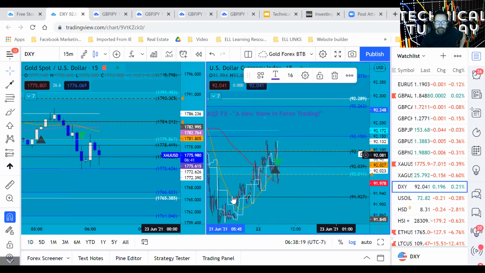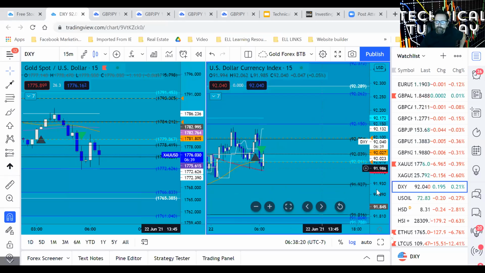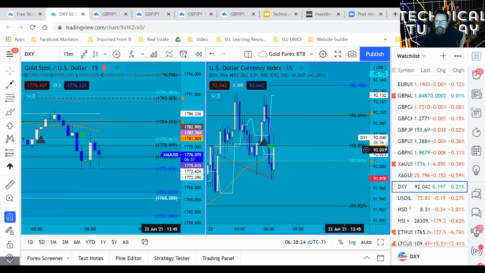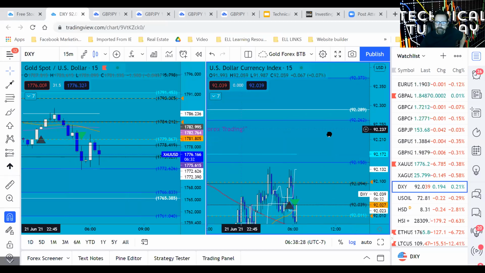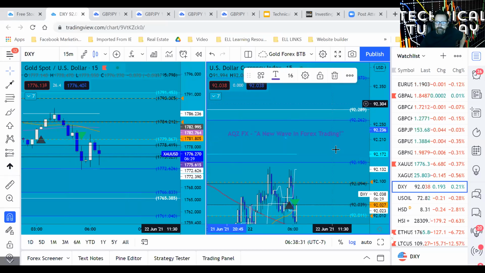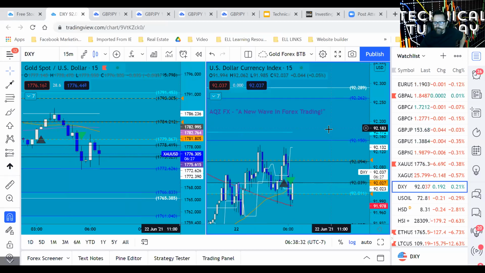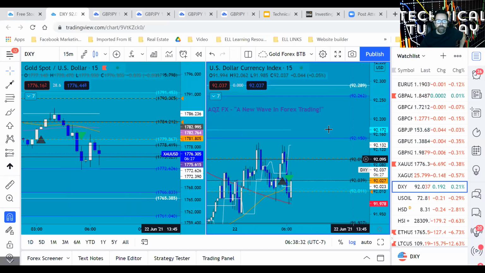So with Dixie, I'm just playing the zones off the high. I'm anticipating that it's going to come back up into this region right up here, because it's an untested zone. We'll see how this plays out this morning, what it does, or if it's just going to consolidate.